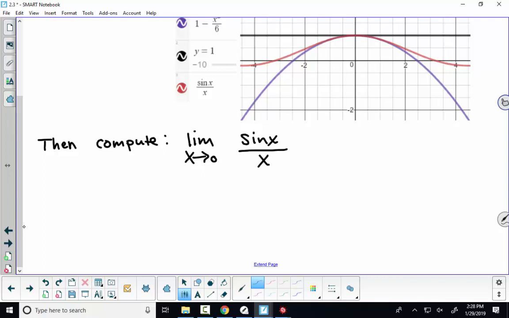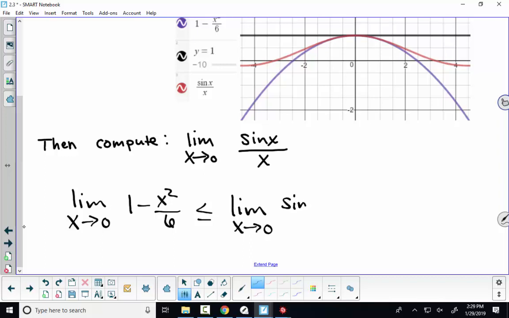So based on the inequality, what is that limit equal to? 1. Yeah, it's equal to 1. Because now I'm taking the limit as x goes to 0 of that inequality. The function on the left was 1 minus x squared over 6, and that has to be less than or equal to the limit as x goes to 0 of sine x over x, which is less than or equal to the limit as x approaches 0 of the function 1.